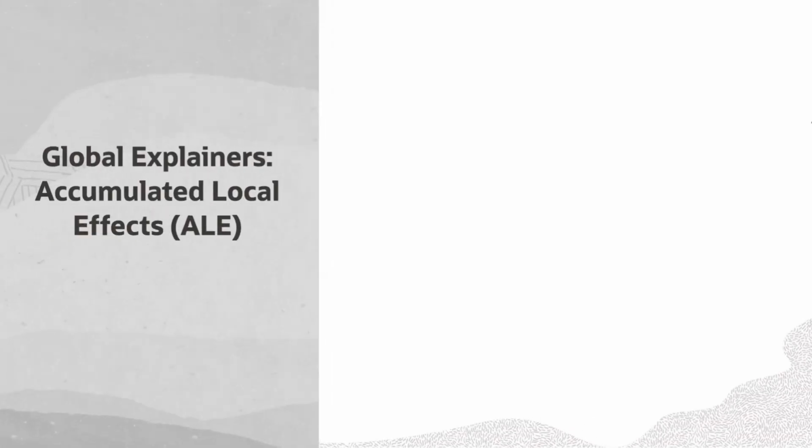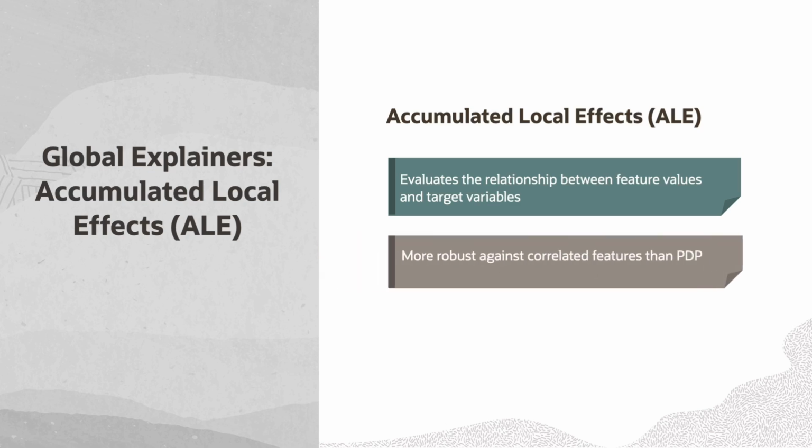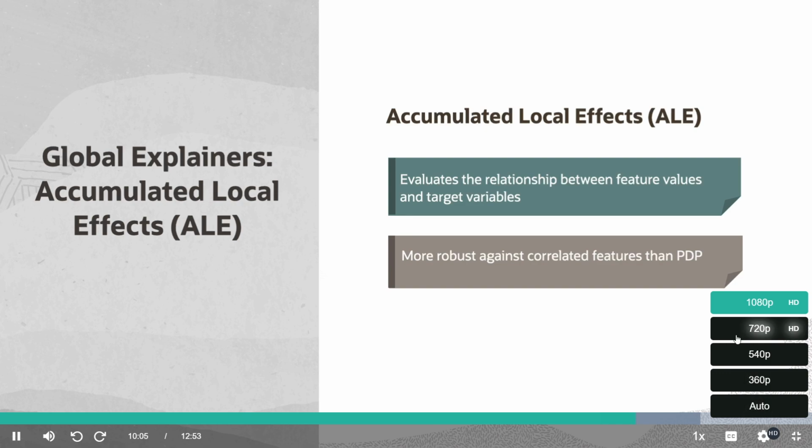So similar to partial dependence plots, that is PDP, accumulated local effects, ALE, is a model agnostic global explanation method that evaluates the relationship between feature values and target variables. It again highlights the effects that specific features have on the predictions of a machine learning model by partially isolating the effects of other features. So it is more robust against correlated features than the PDP. Again, it uses the conditional distribution of the feature of interest to generate augmented data, and this tends to create more realistic data than using the marginal distribution.